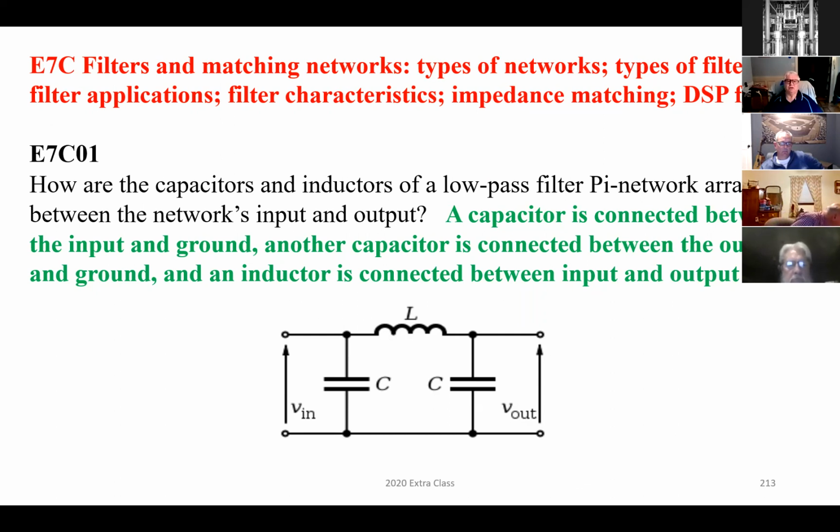Okay, how are capacitors and inductors of a low-pass filter pi network arranged between the network's input and output? A capacitor is connected between the input and ground. Another capacitor is connected between the output and ground. And an inductor is connected between input and output. This is a very common circuit, especially in power supplies, for filtering out AC. This is used a lot in antenna tuners or transmatches. And the reason they call it a pi network is that the shape of the components looks like a little Greek letter pi.